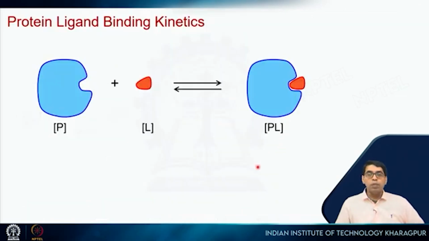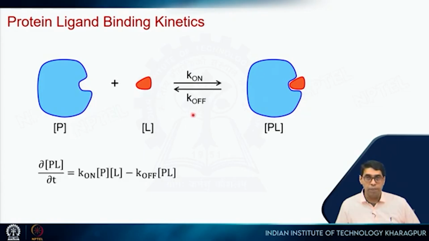Okay. So, not only protein ligand interaction thermodynamics, we are also interested in kinetics. So, how do you measure kinetics? Again, this is a ligand binding to a protein. The rate at which it binds will be given by the on rate k on. The rate by which it dissociates will be given by k off, or the off rate, right.